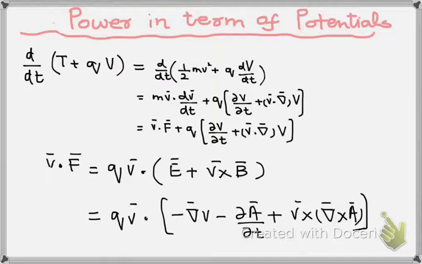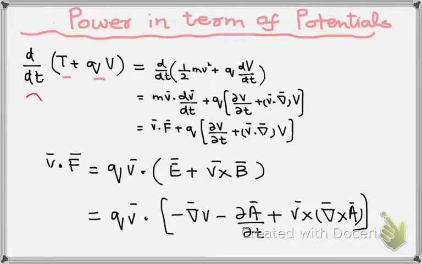In this topic we have to represent power in terms of potential. Potential means you have to represent it in the scalar and vector potential. Total energy is equal to kinetic energy plus potential energy. Kinetic energy is represented as T and potential energy is represented as qV.